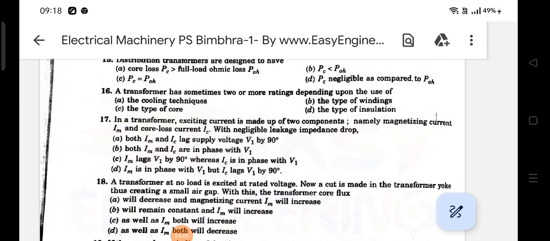Next, second option, both Im and Ic are in phase with V1. That is not correct. Next, third option, Im lags V1 by 90 degrees, right? The first point is correct, and Ic is in phase with V1. That means the third option is correct.